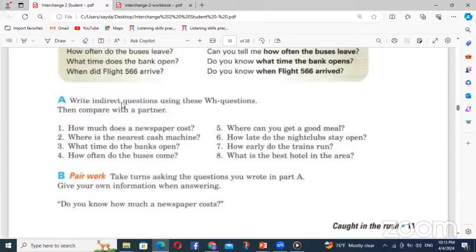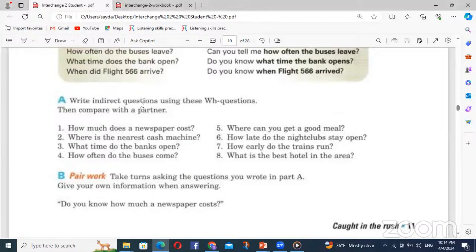Here it says: write indirect questions using these WH questions, then compare with a partner. It means each of these questions I change into an indirect question. How do I do it? We start with "can you tell me" and continue. Okay, let's see the exercise so that people talk.